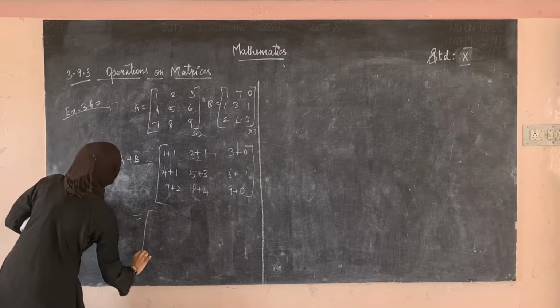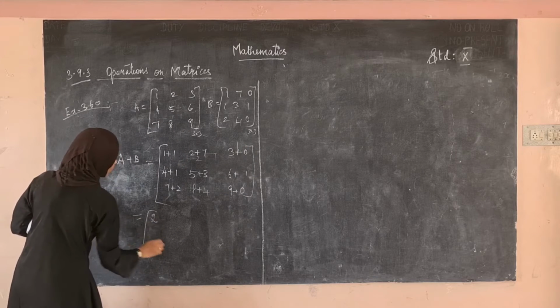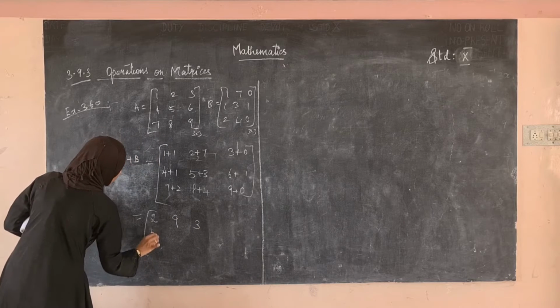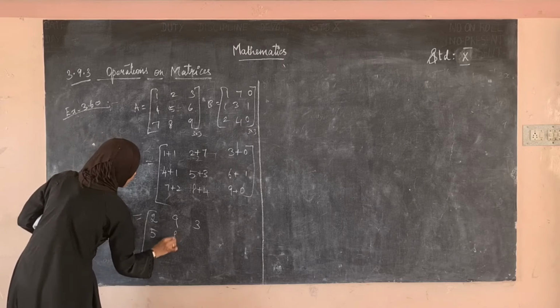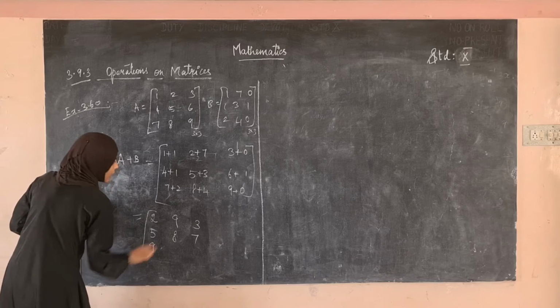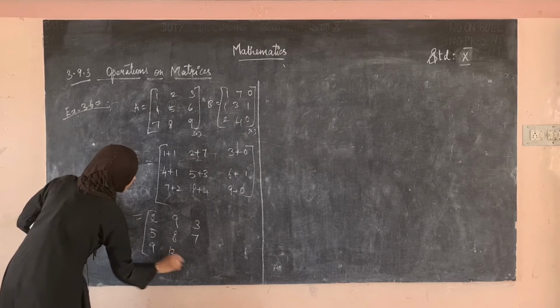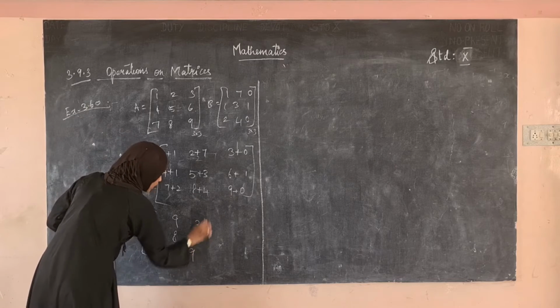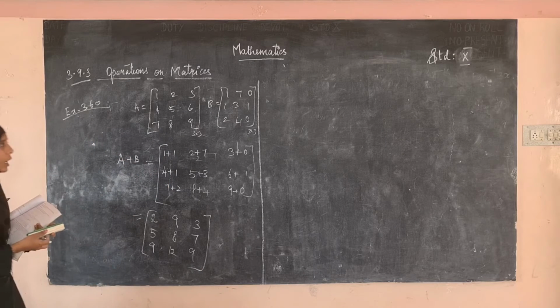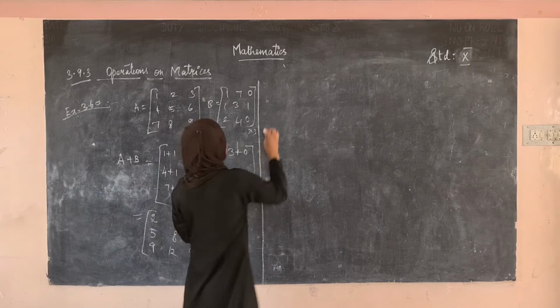What is the matrix? 1 plus 1 is 2, 2 plus 7 is 9, 3 plus 0 is 3, 4 plus 1 is 5, 5 plus 3 is 8, 6 plus 1 is 7, 7 plus 2 is 9, 8 plus 4 is 12 and 9 plus 0 is 9. This is the matrix. Okay, now the second example.